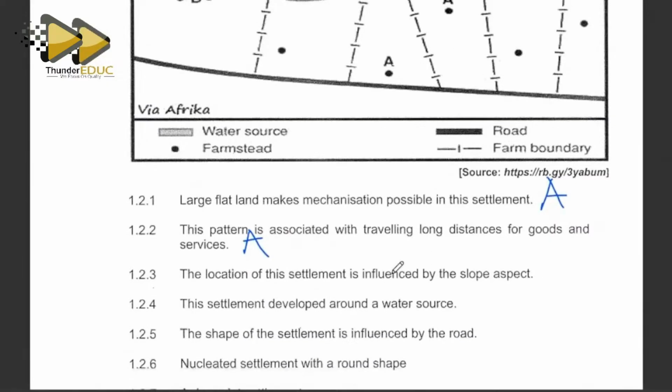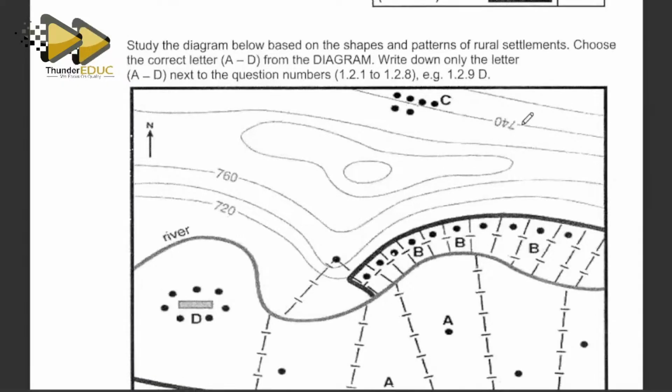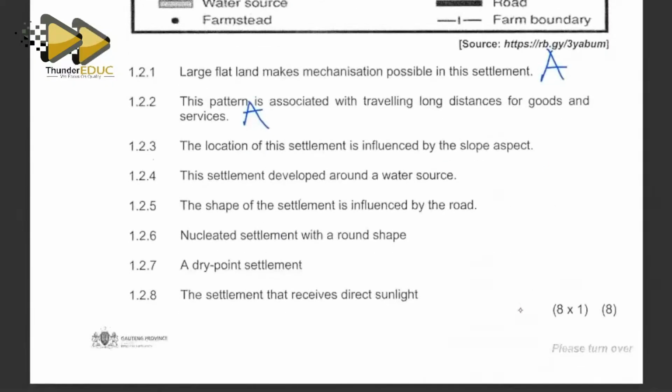Right, going on to number 1.2.3, the location of a settlement is influenced by slope aspect. Slope aspect, we are looking at the direction which is faced by a slope. We know well that in the southern hemisphere, settlements which are facing to the north are the ones that are receiving more insolation and are more favorable for the location and establishment of settlements. So if we apply slope aspect, if we check at C here, this contour line is showing 740 meters and we have 760 meters, which means this area is sloping down towards this direction, towards the north, is facing towards the north. So because of slope aspect effect, we qualify C as the correct response.